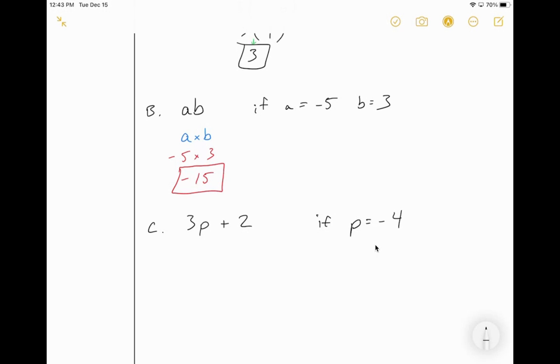Ooh, some negatives in here. All right, what is 3p plus 2 if p is equal to -4? Go ahead and put the answer in the chat.